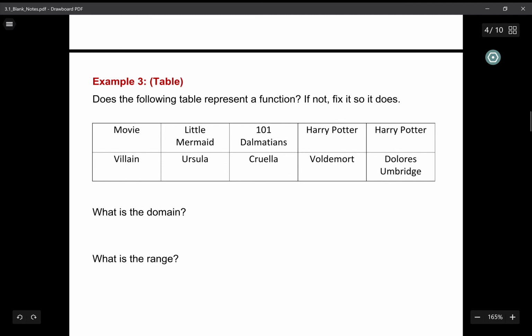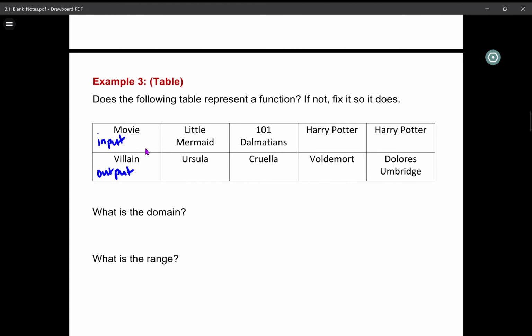All right, so here's one I want you to try. This is a table representation of a function. My input is in the top row, and my output is in the bottom row. And I want you to look at this table and decide if it represents a function, and if it doesn't, fix it. So pause the video right now and decide if this is a function, and if it is not, fix it.